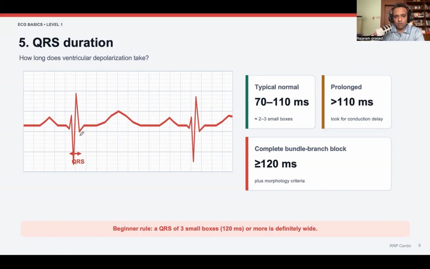So usually it will be only 2 or 3 small boxes. If it is more than that, then we are dealing with a prolonged conduction. Conduction delay is there. Anything more than 120 milliseconds is a bundle branch block with the morphological criteria. So a QRS of 3 small boxes or more is definitely wide.